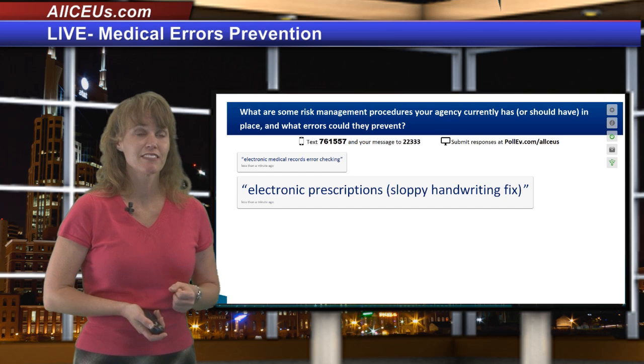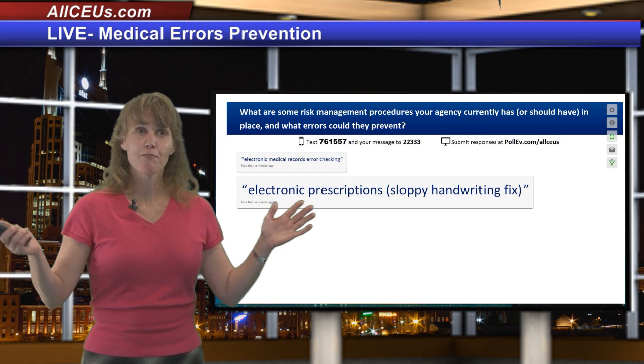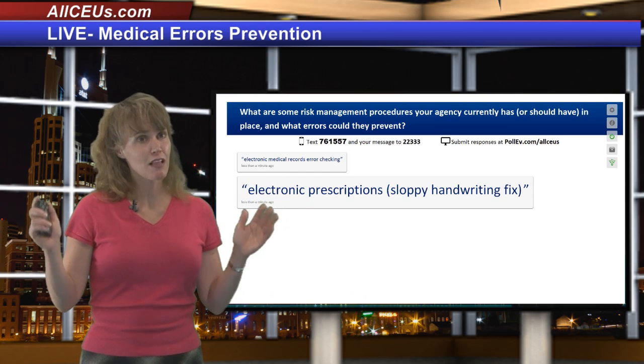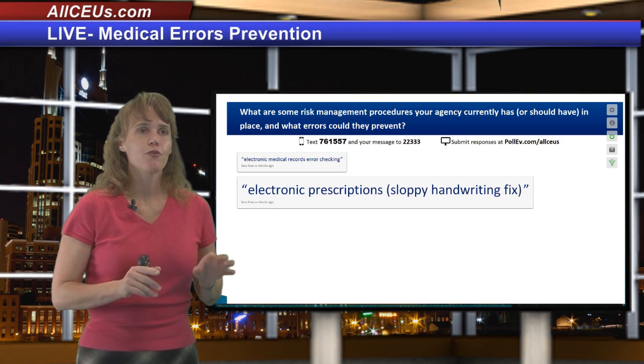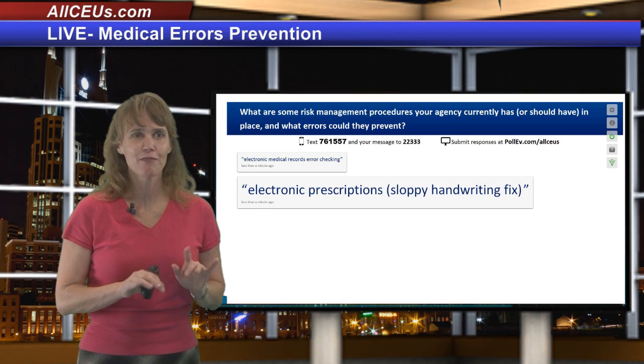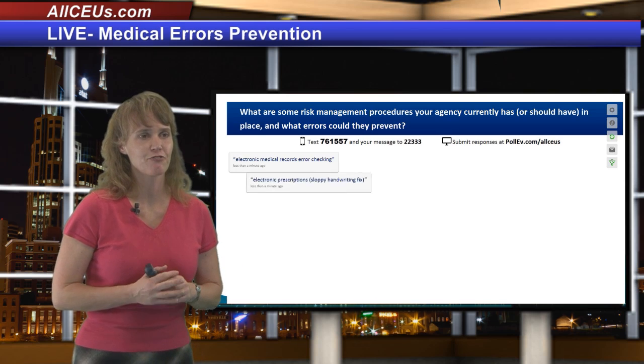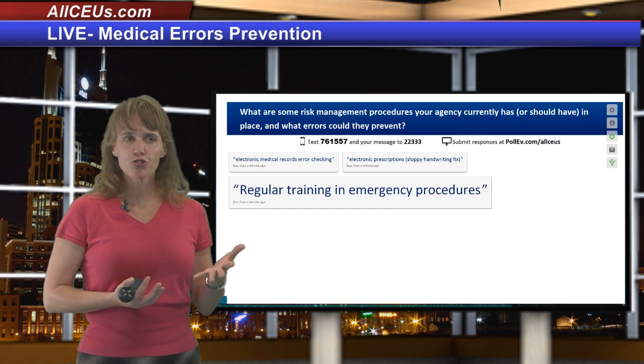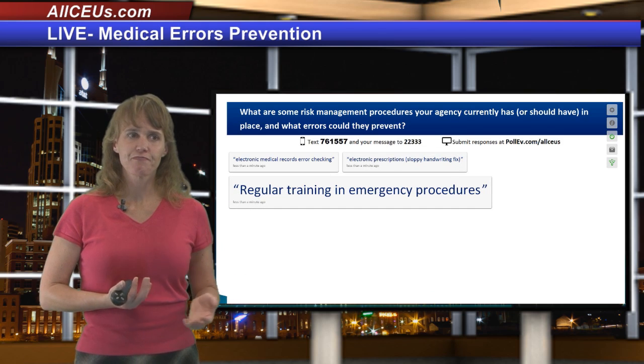Oh yeah. I don't write prescriptions, but I have some sloppy old handwriting. So I really was happy when we went to EMRs because I can type a lot faster than I can write. Regular training on emergency procedures.